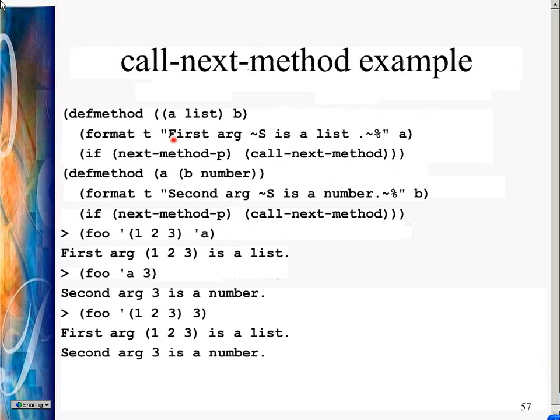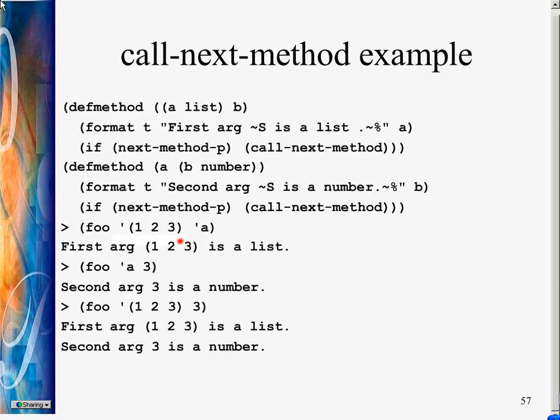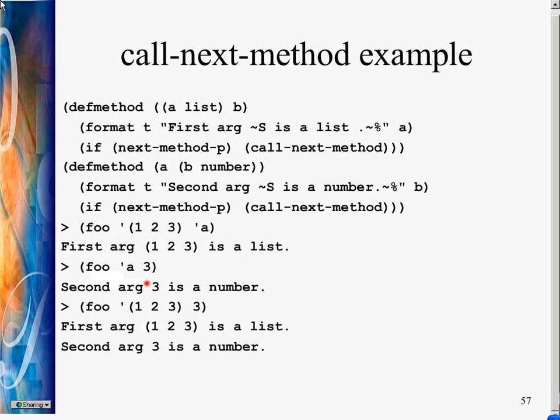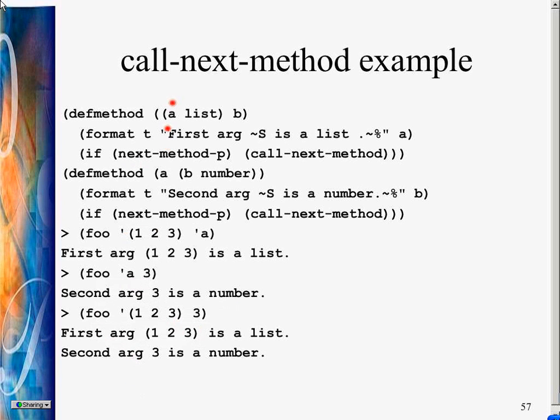Here's a call-next-method example, this is the actual slide we left off on last time, where we start out with a method which is specialized on the first argument when it's a list, and another method specialized on the second argument when it's a number. And in both cases, we check to see if there is a next method, and if there is, we call it. So when we call with a list and something that isn't a number, only one method runs, the one specialized on the first argument. Where we call with a non-list and then a number, the second method runs. But where we call with the first argument a list and the second argument a number, both methods are run. The one that's run first is the one that's specialized on the first argument, the list.